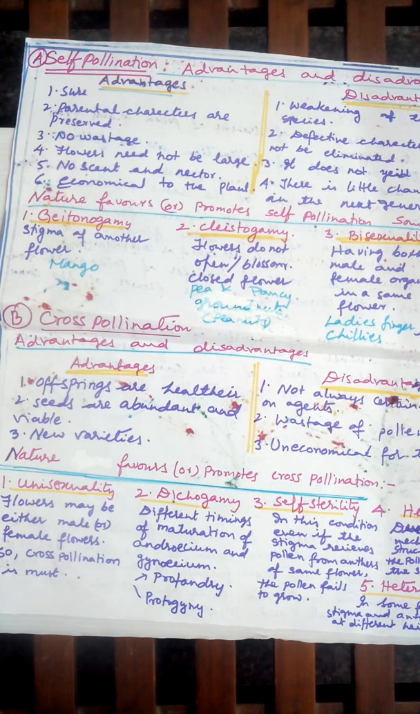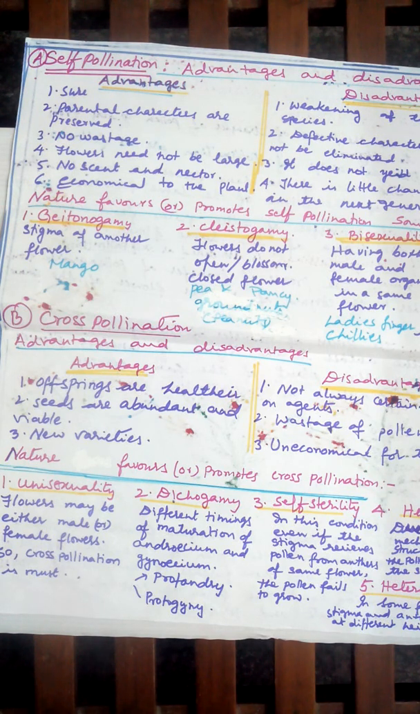What are the advantages of cross-pollination? The offsprings are healthier, whereas in self-pollination, as we have learned, the offsprings are weaker. The seeds produced are abundant and viable, strong, and new varieties may be produced by cross-pollinating two different varieties of the same species, or even two distinct species. Nowadays they are finding that two different species are also able to cross-pollinate. Got it, children? Because two different varieties are cross-pollinated, they give new varieties, but this advantage is not there with self-pollination.